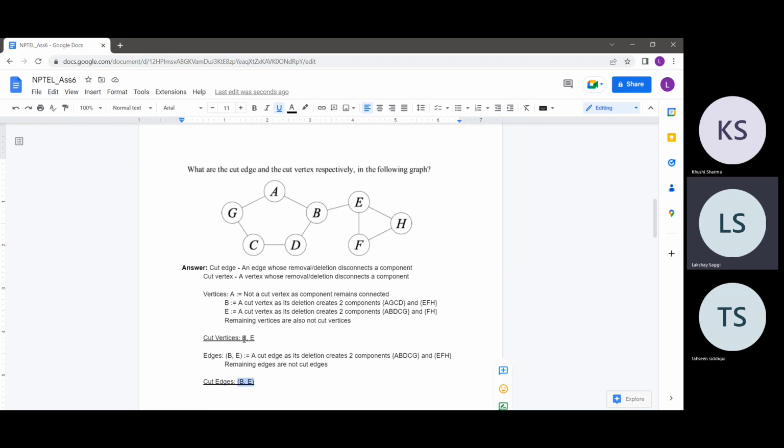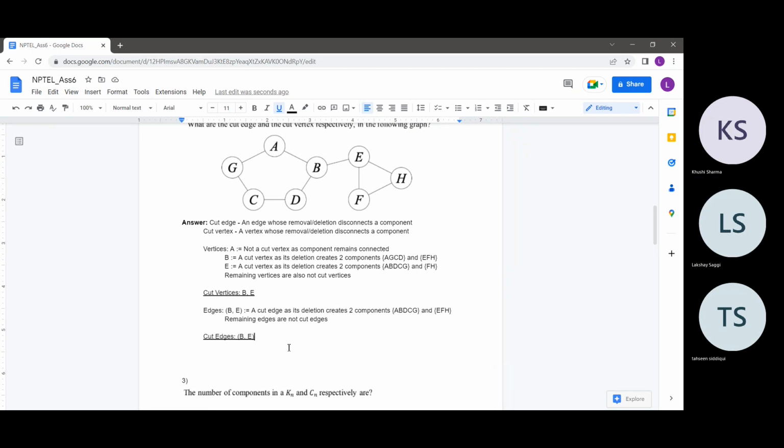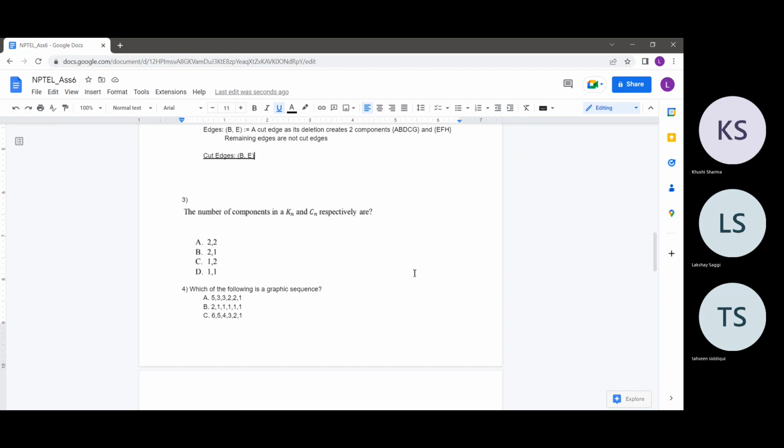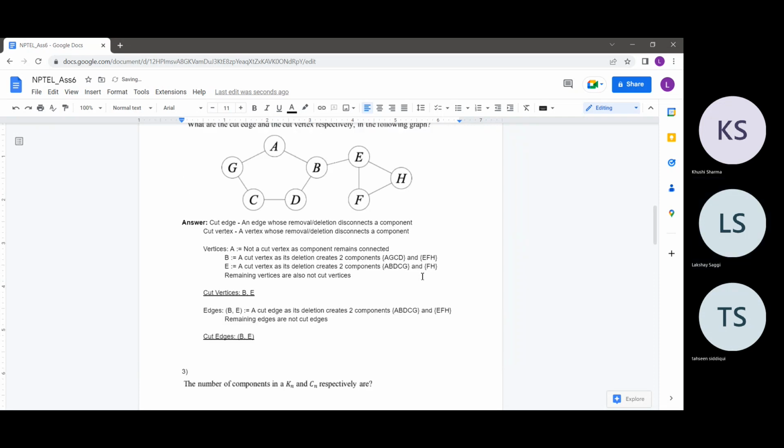Don't be confused that you can just directly say that cut vertices are B and E, so cut edge will be B comma E. You'll have to try it out. It is not necessary that if these two are the cut vertices, then this will be a cut edge. So we have to try it. That's what I'm actually saying. So we have to always try out. Here it was just coincidence that here also we got B and here we also got B comma E. So okay, I hope it's clear. Let's move on to the next question then.